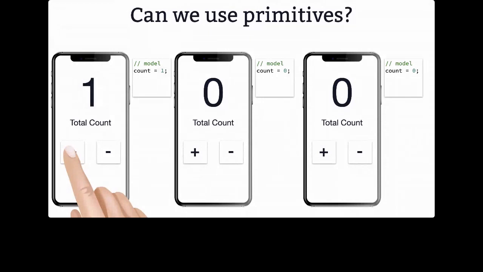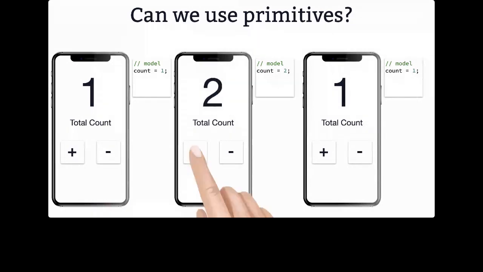Then we could somehow replicate this 1 on the left to the other devices on the right. And when we do that, things seem to be working so far. Next, the middle device increments the count from 1 to 2, but then at the same moment in time, the device on the right increments its count from 1 to 2 as well. So to be clear, what I'm saying is both the devices on the right side concurrently updated their local counts.